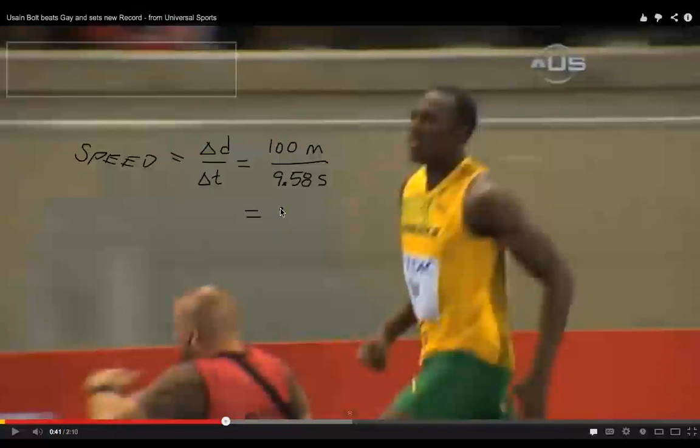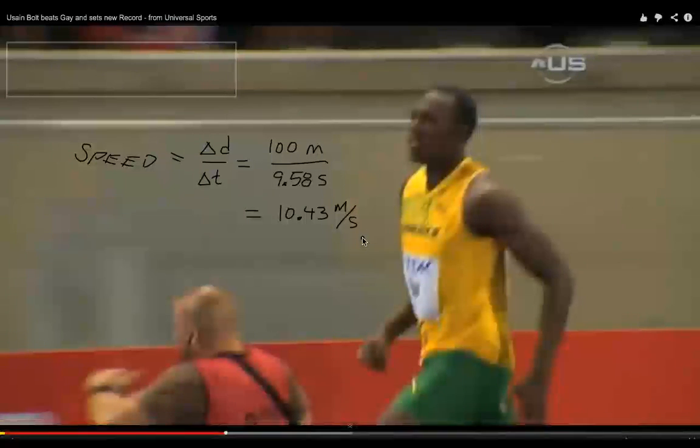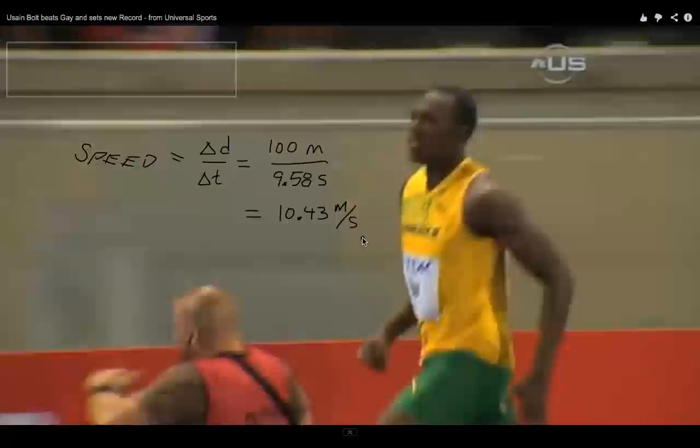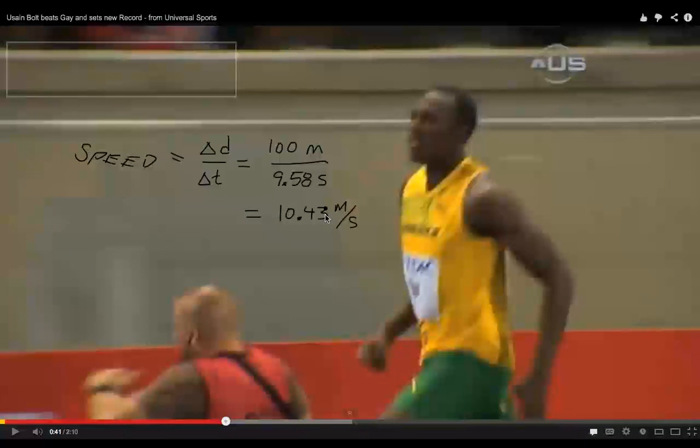Someone got, what is it? Meters per. Is this right? Rounded to the hundredth of a meter? 4.4? Okay, got it. 10.44. All right.